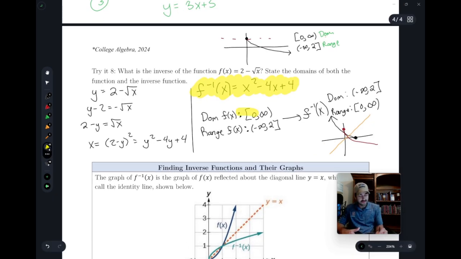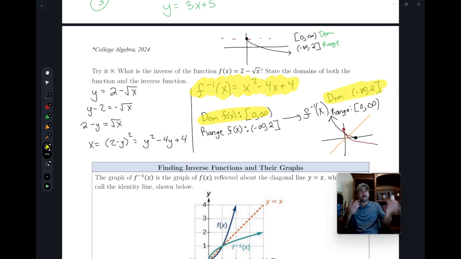And so I think they only asked us for the domains of both. We gave the ranges because we knew if we'd had the domain and the range, we could just flip them. And so we've got our inverse function, the domain, and the range.